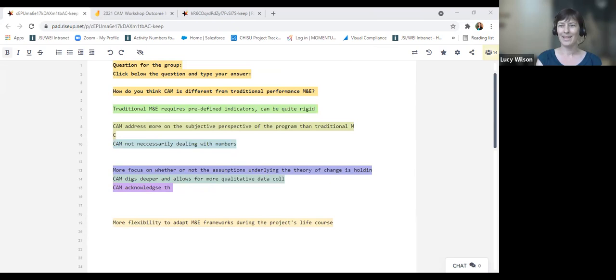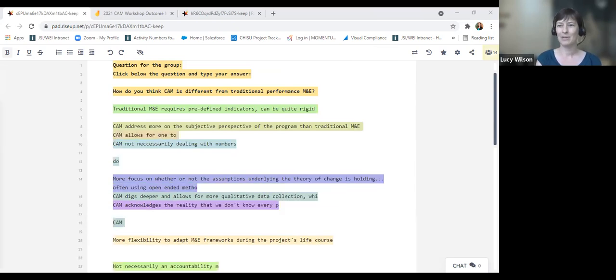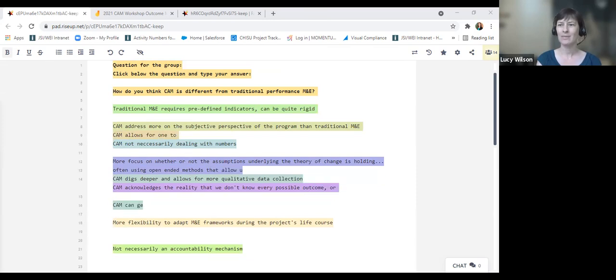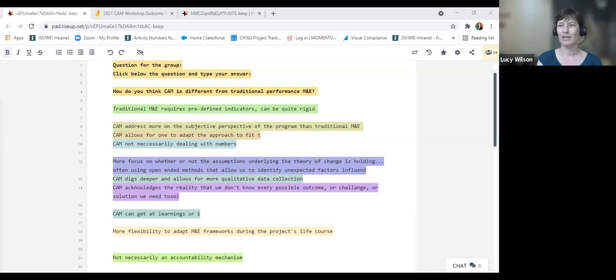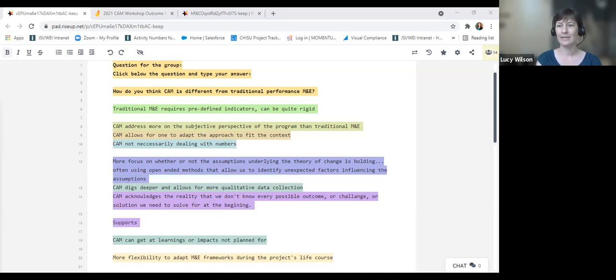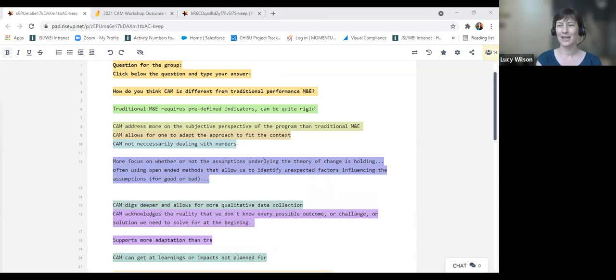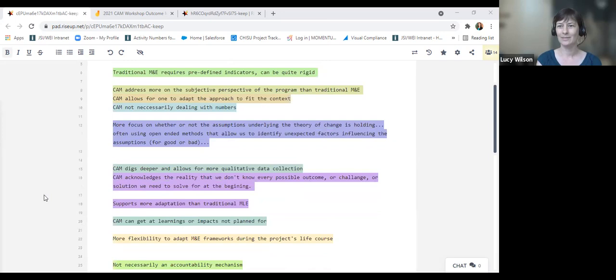So yeah, CAM not necessarily dealing with numbers. That's something we'll talk about a little bit later today. Can be more qualitative. And likewise, somebody said subjective perspective of the program, more so than traditional M&E. That does definitely take into account different stakeholders' perspectives, so you get some of that. More adaptive, that's right. Indicators are not as rigid. There's some good feedback here, and I think some of it we'll really get into today.